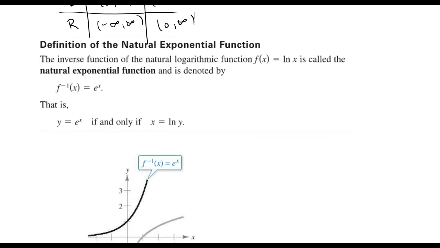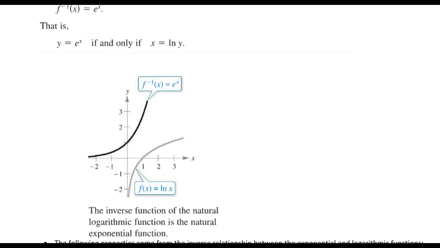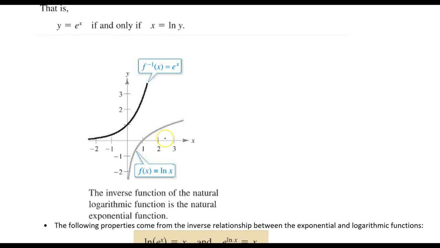So the notation that we use to define the natural exponential function is this e to the x notation. The inverse function of the natural logarithmic function f of x equals the natural log of x is called the natural exponential function, and is denoted by f inverse of x equals e to the x. So y equals e to the x if and only if x is equal to the natural log of y. Now if you take those points that we talked about before and you swap the x and the y's, you can see that this would be the natural log of x graph and this would be the e to the x graph.